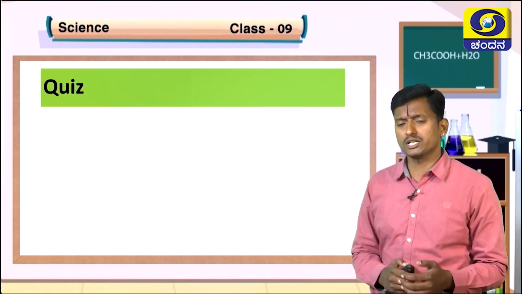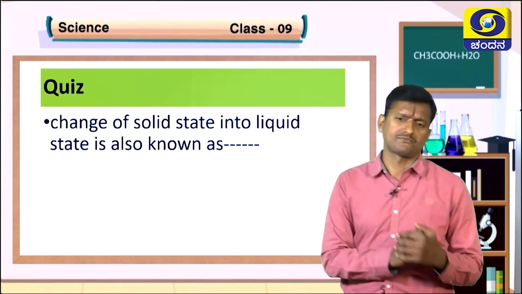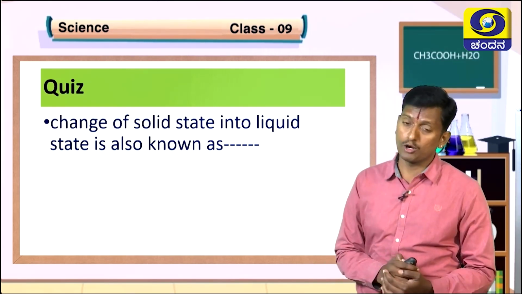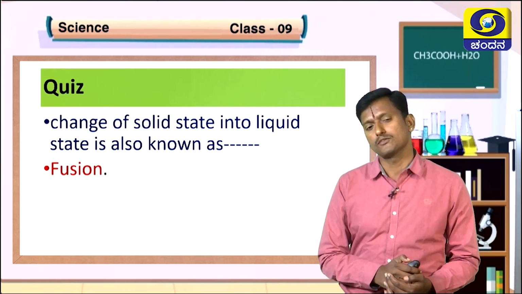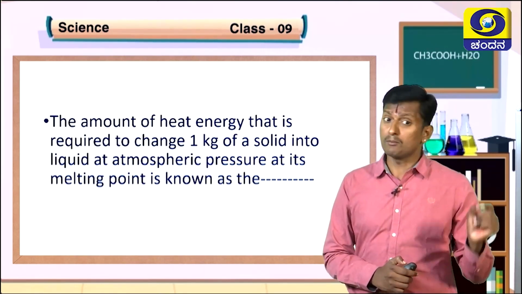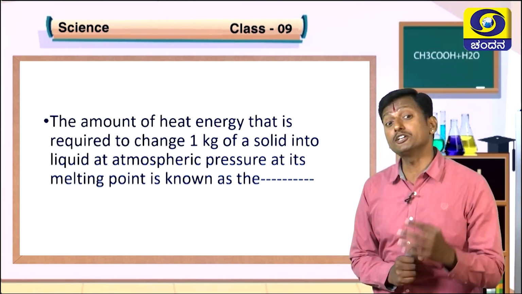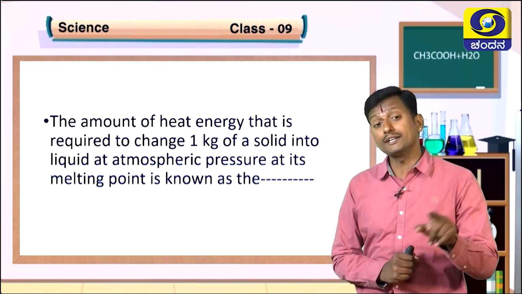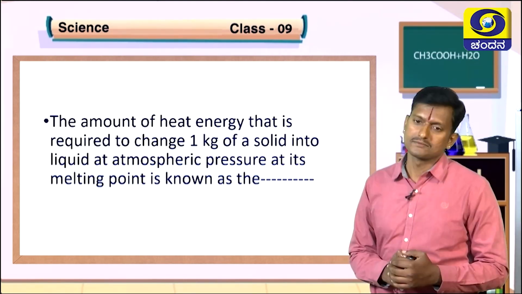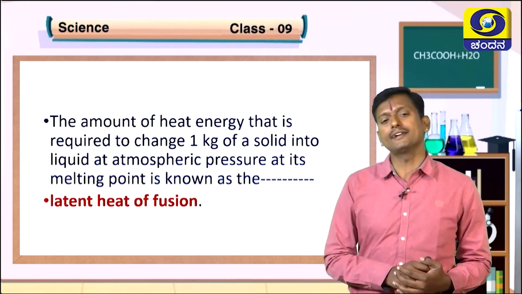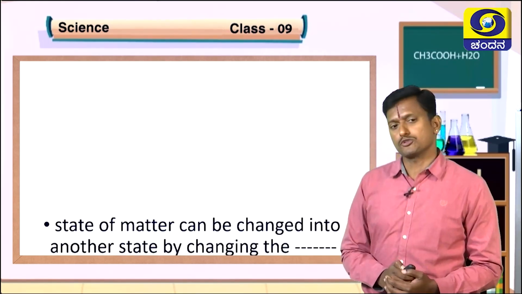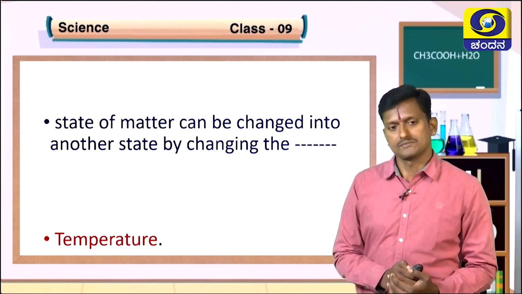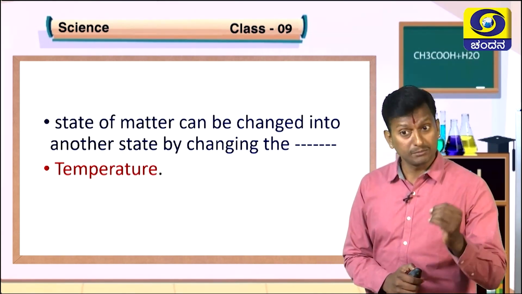Now students, the quiz time now. One, change of solid state into liquid state is also known as what? Answer is fusion. Next question. The amount of heat energy that is required to change 1 kg of solid into liquid at atmospheric pressure at its melting point is known as, what is the answer? Yes, latent heat of fusion. Next question. State of matter can be changed into another state by changing the temperature and even pressure also.